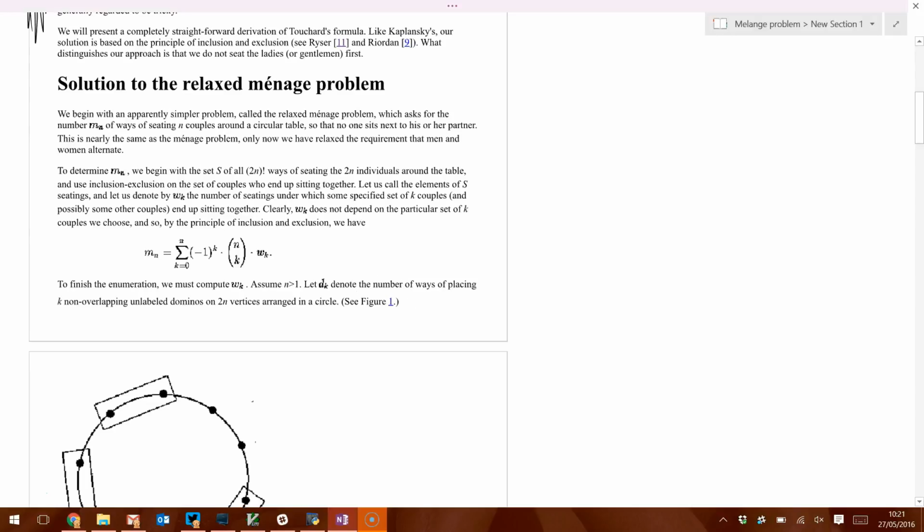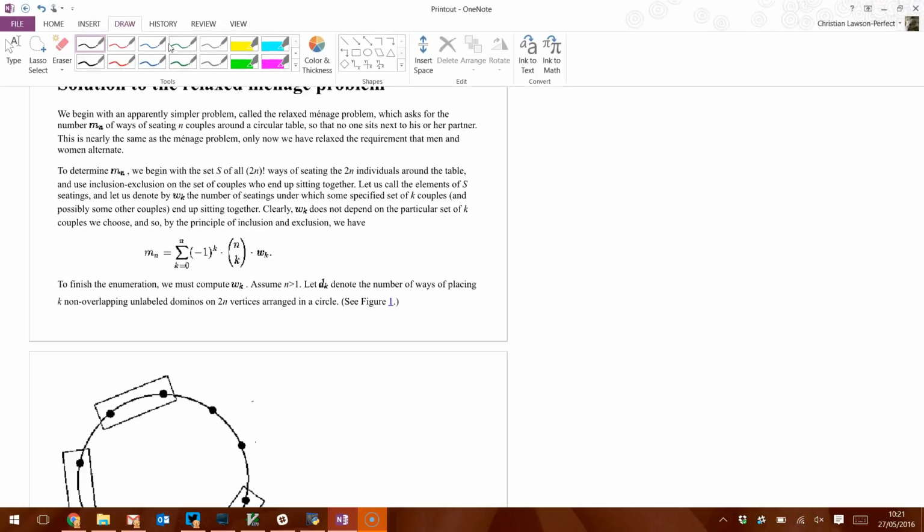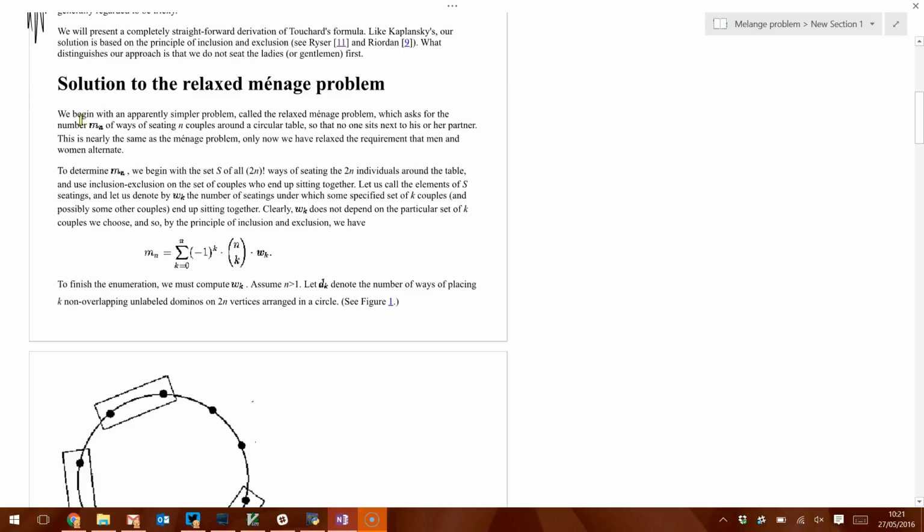So what we're looking for is, let's get my highlighter out. Can I do that? Yeah, so the number M_n of ways of seating couples around the circular table. So we're looking for M_n, that's the thing we're going to count, the number of ways of seating couples around the table.